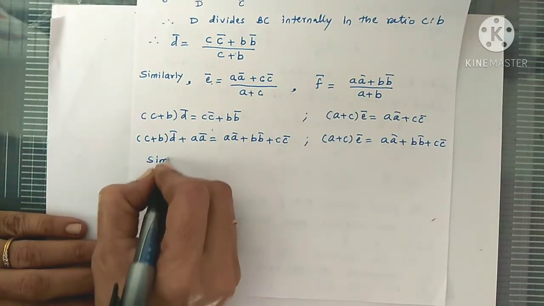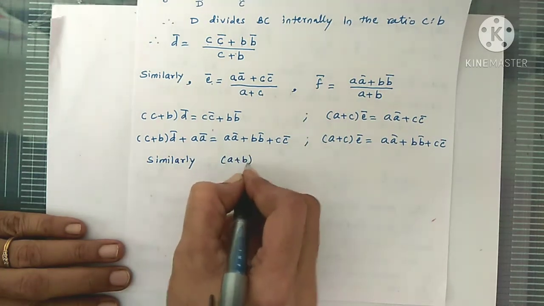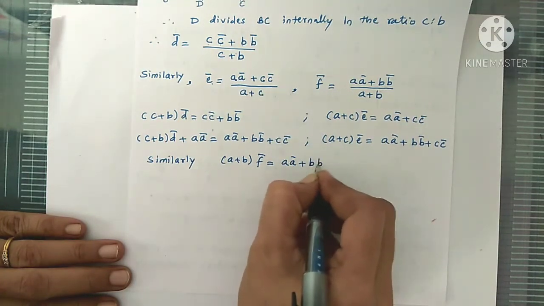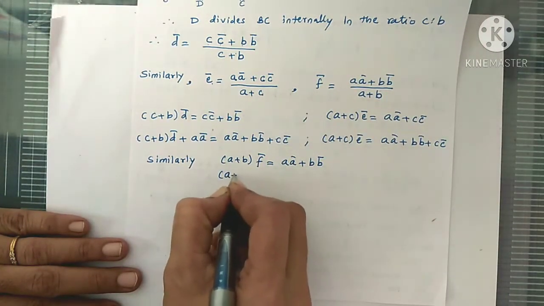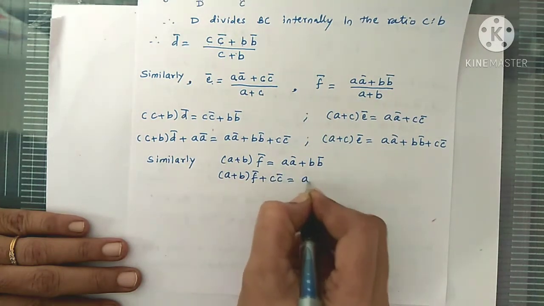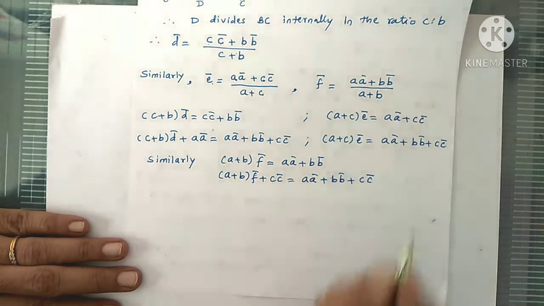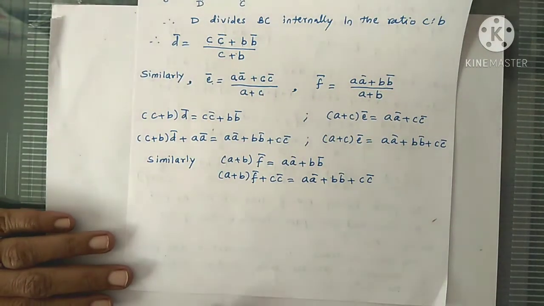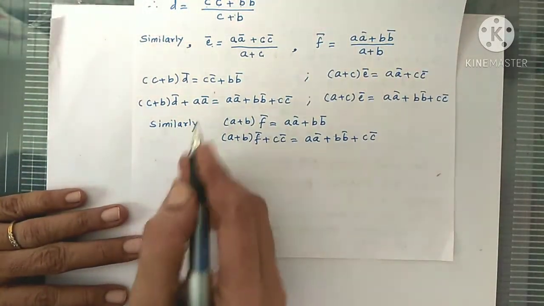Similarly, (A + B)F bar is equal to A bar + B bar. Now this equation does not contain C bar. So adding C C bar, we have (A + B)F bar + C C bar is equal to A bar + B bar + C C bar. So in all the three equations we have the right hand side as A A bar + B B bar + C C bar. So let's write the equality.